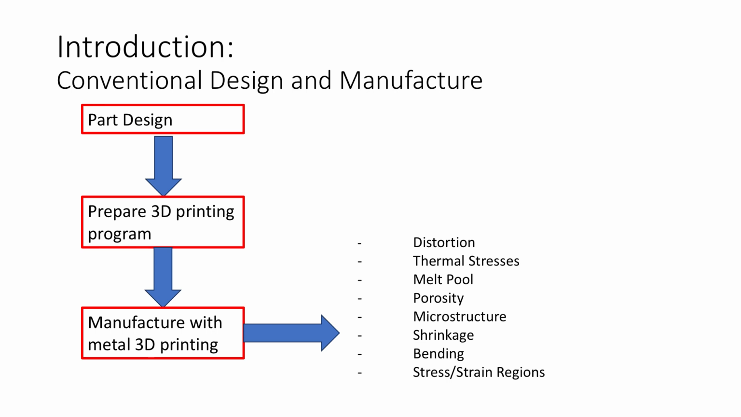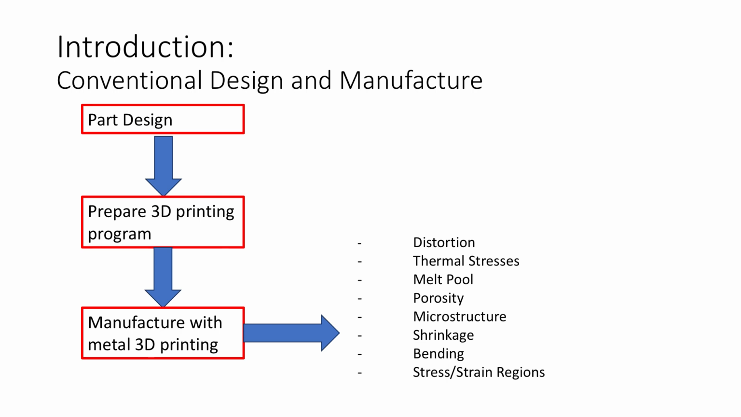In manufacturing, conventionally, we consider that a part design is going to be prepared, and then we are going to prepare the 3D printing program. It is going to be given to the machine, and we are going to get our product. However, especially for metal 3D printed parts, the failure rate is very high. So for these, we may see that the part is not acceptable, and it is necessary to build it again.